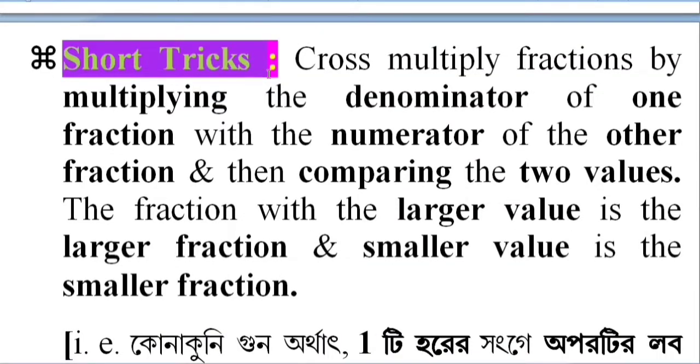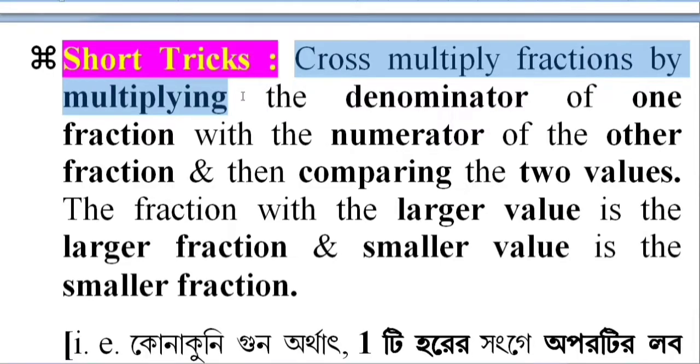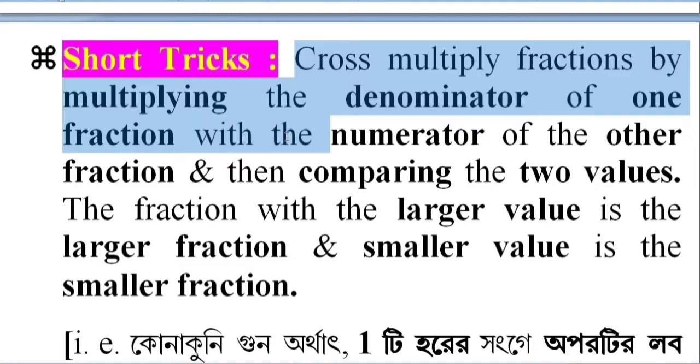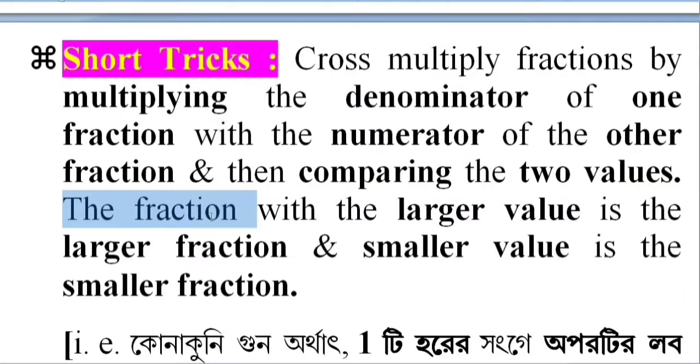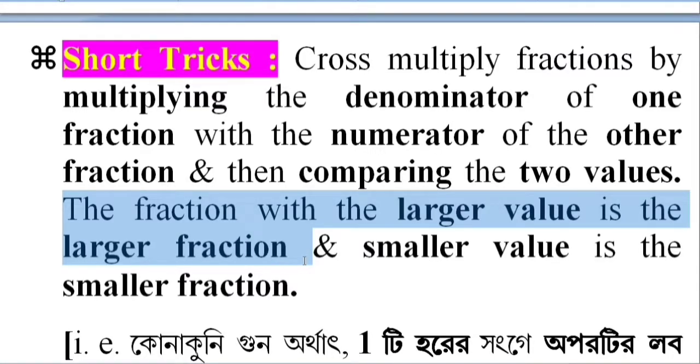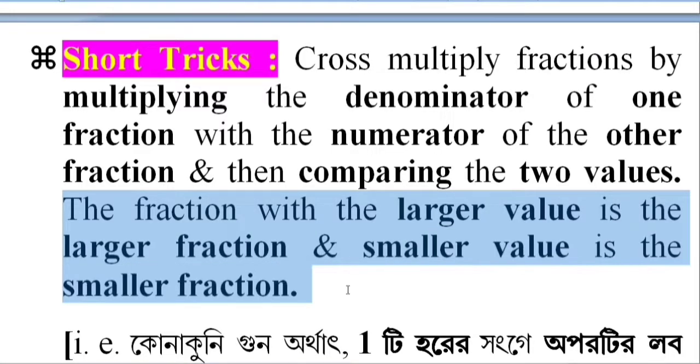Short trick: cross multiply fractions by multiplying the denominator of one fraction with the numerator of the other fraction and then comparing the two values. The fraction with the larger value is the larger fraction and the smaller value is the smaller fraction.